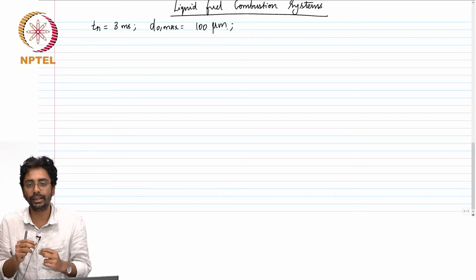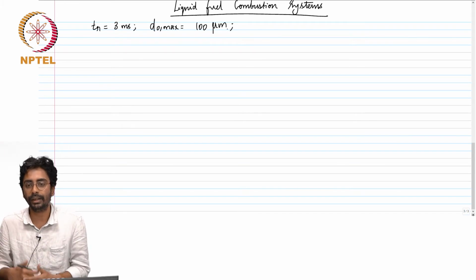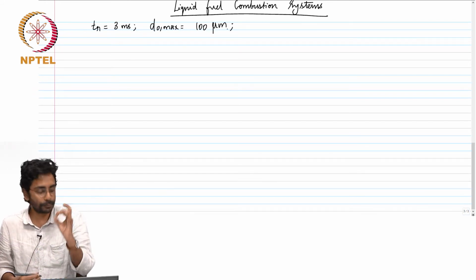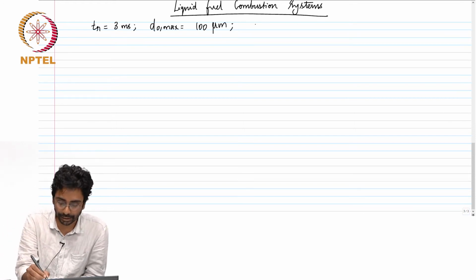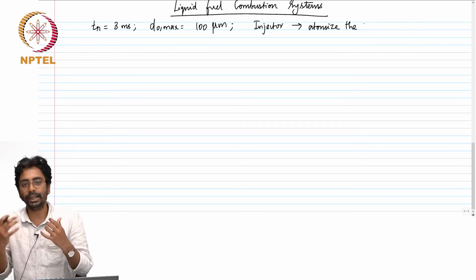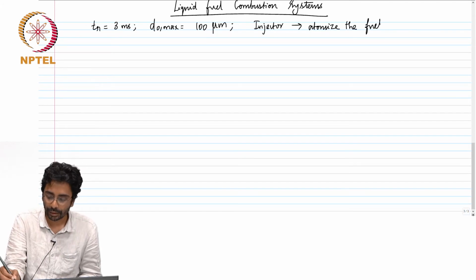If you do not do that, you will have chunks of liquid fuel with sizes much greater than 100 micron. There isn't enough time for those droplets to burn inside a combustion chamber. That is the reason why you need fine sprays. Okay. So, that is why you need an injector to atomize the fuel. Atomization is a process of breaking down a liquid jet or a liquid sheet into finer droplets. Fuel into a fine spray.